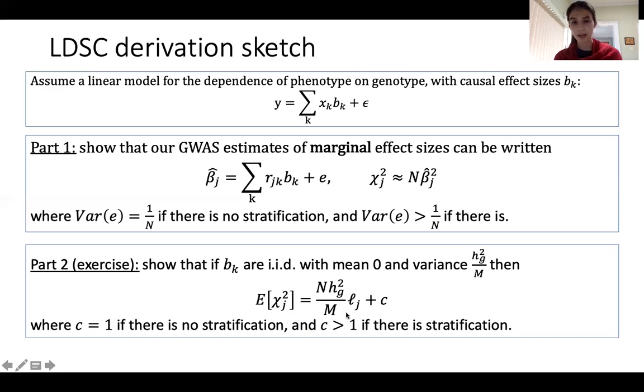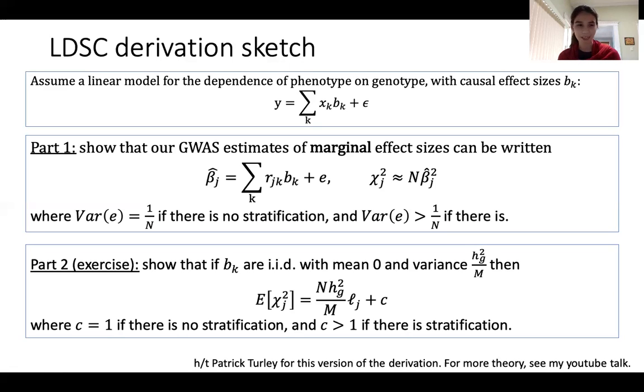And so this is the LD score regression equation, where you can see that we have our LD scores here, and then the slope is going to be related to sample size and to per-SNP heritability. And then we have an intercept, and you can show that the intercept C is going to be 1 if there's no stratification. So this comes from our variance of E equals 1 over N, and it'll be greater than 1 if there is stratification. And I'd like to acknowledge Patrick Turley, who pointed out this kind of clean version of the derivation.